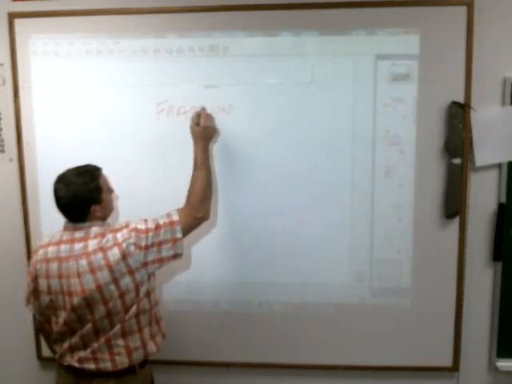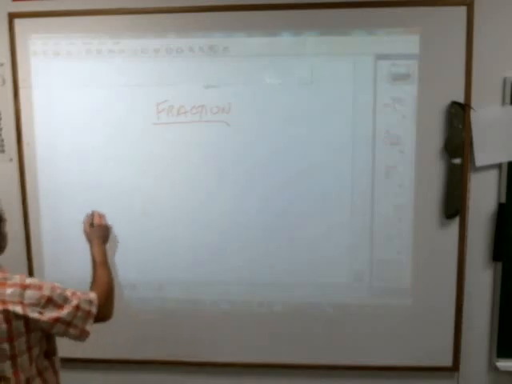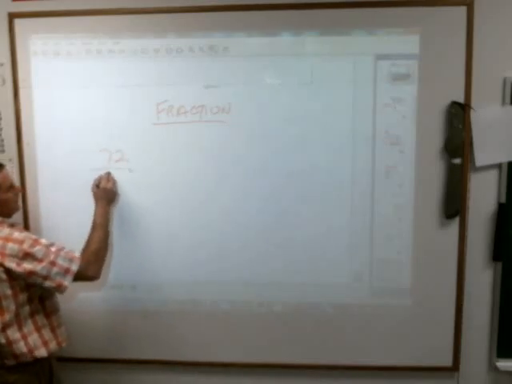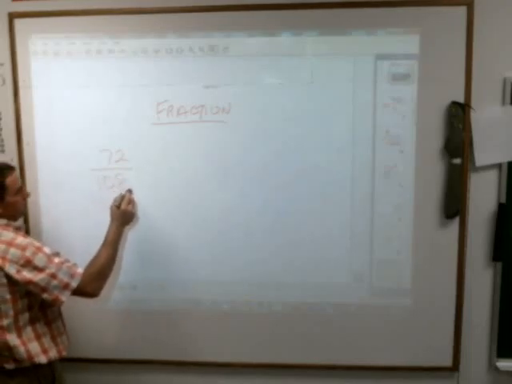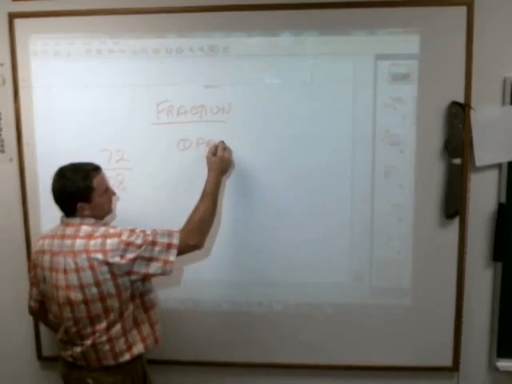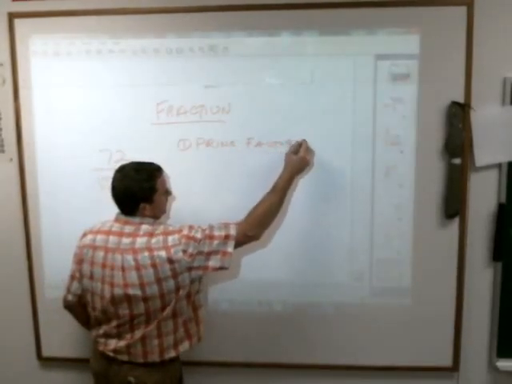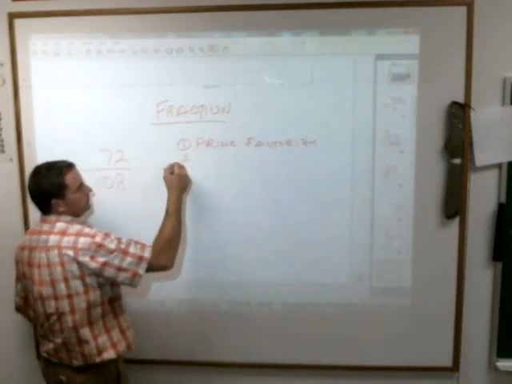They will give you a fraction like this. They'll say take 72 over 108, and they will tell you to do what? They will say number one, to prime factorize, and then number two, to reduce.